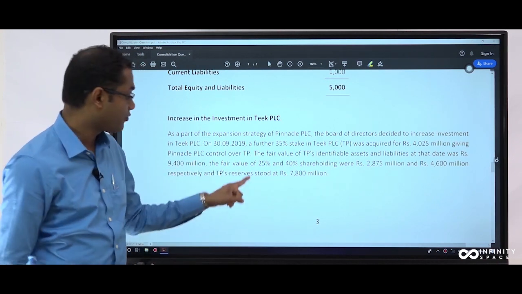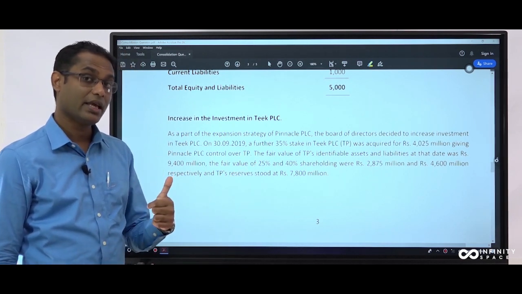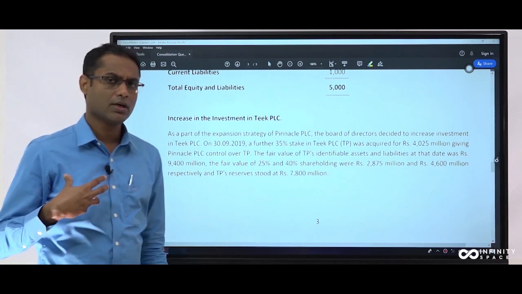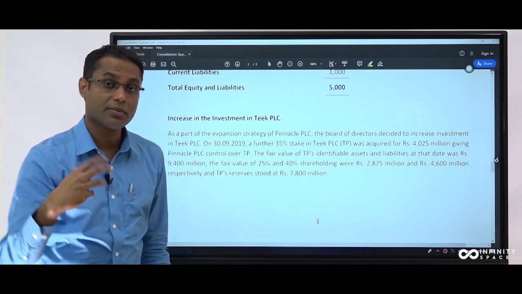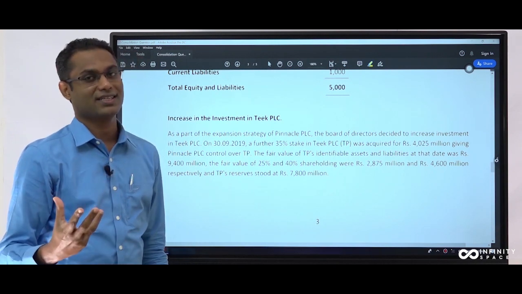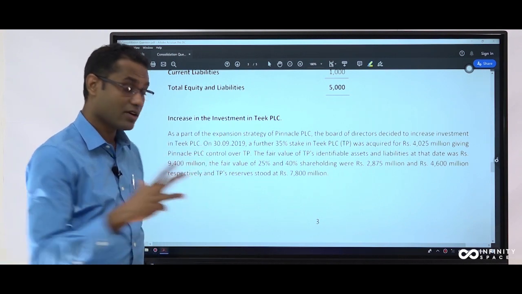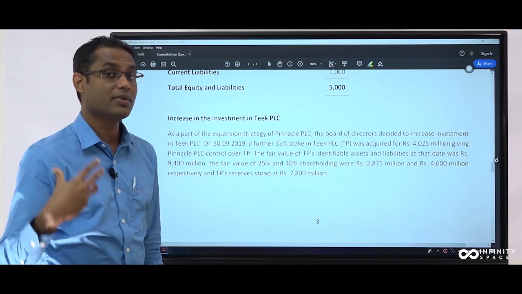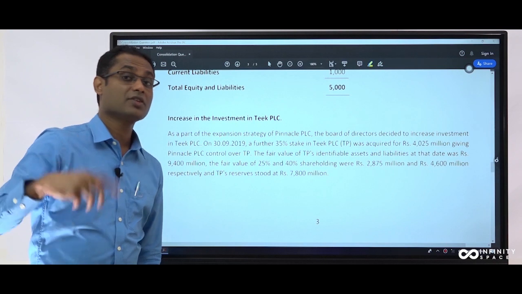Then you have been given the fair value of the 25% holding, that is the previously held equity investment, and the 40% holding. What is the 40% holding? Once the parent achieves 60%, the 40% of the subsidiary is held by whom? Non-controlling interest. So in this question, you have been given the fair value of that non-controlling interest as well. The non-controlling interest and the goodwill are to be measured using the fair value method.